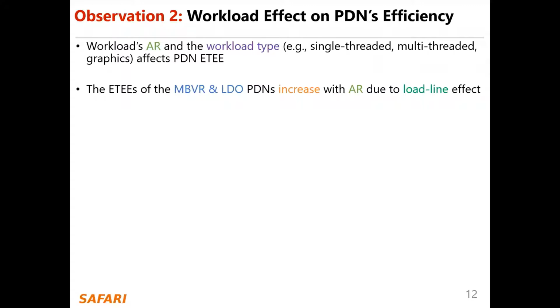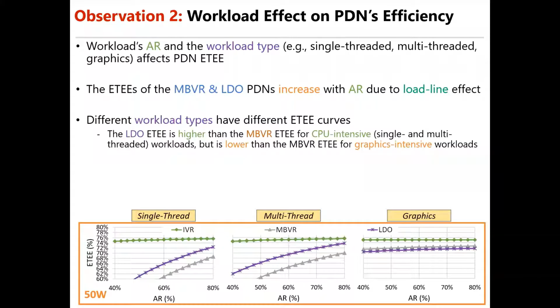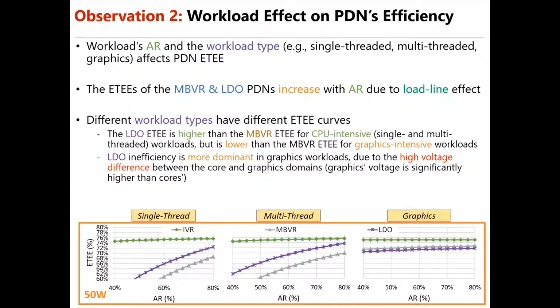The end-to-end efficiencies of MBVR and LDO PDNs increase with application ratio due to load line effect. Different workload types had different end-to-end efficiency curves. For example, the LDO end-to-end efficiency is higher than MBVR end-to-end efficiency for CPU-intensive workloads, but is lower than MBVR end-to-end efficiency for graphics-intensive workloads. LDO efficiency is more dominant in graphics workloads due to the high voltage difference between core and graphics domains.